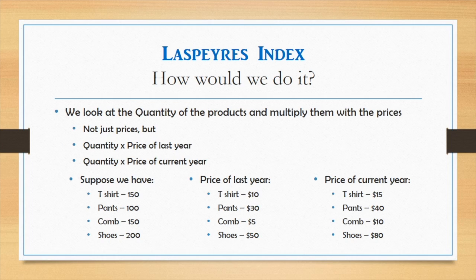So now how would we use Laplace's index? We look at the quantity of the product and multiply them with the prices that are provided. Not just the prices, but quantity into price of last year, quantity into price of current year, and suppose we have the certain amounts and prices of last year, prices of current year, as you can see.